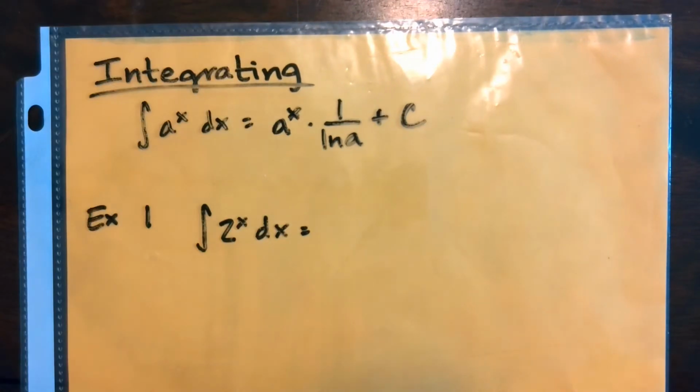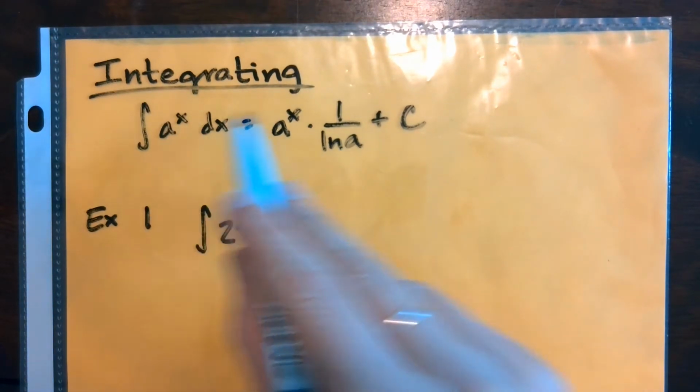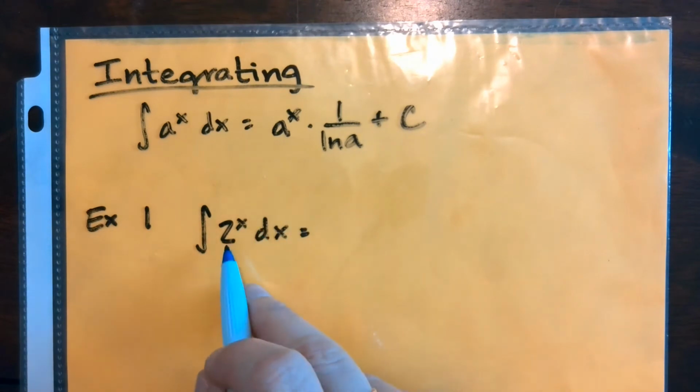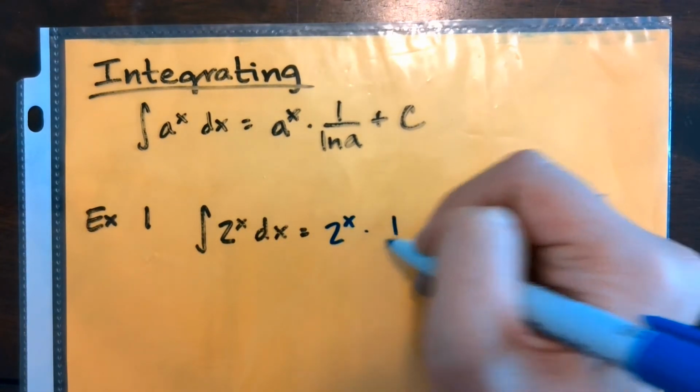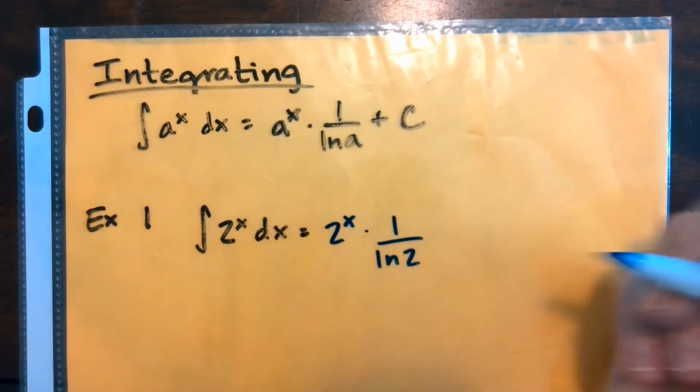So if we have something as simple as the integral of 2 to the x dx, we're just going to be using this integral up here and saying, okay, that's going to be 2 to the x times 1 over the natural log of 2 plus c.